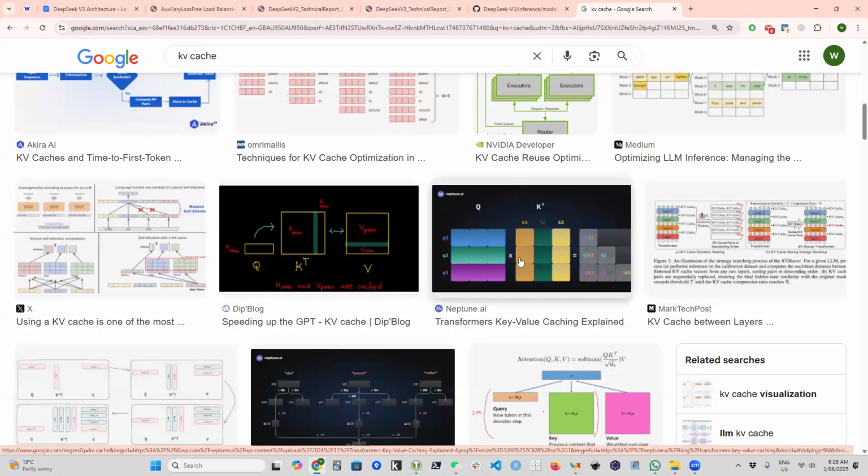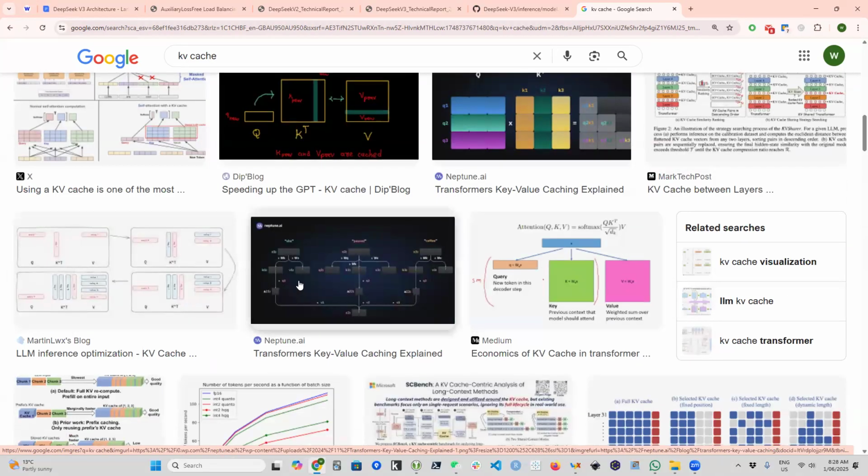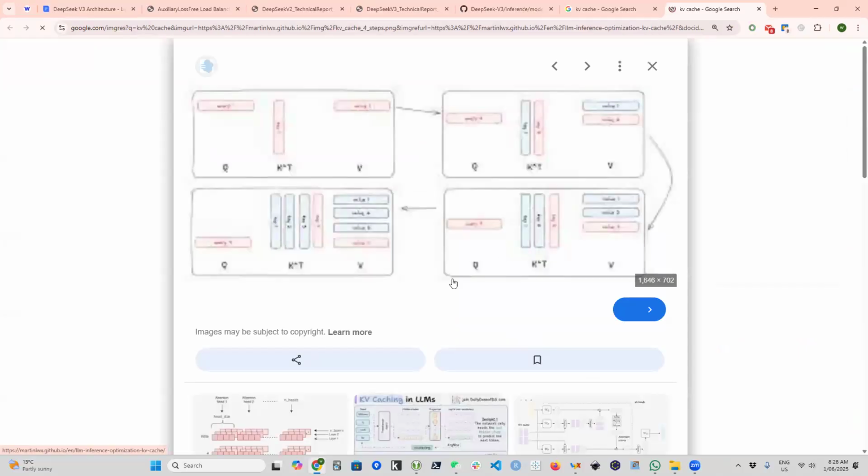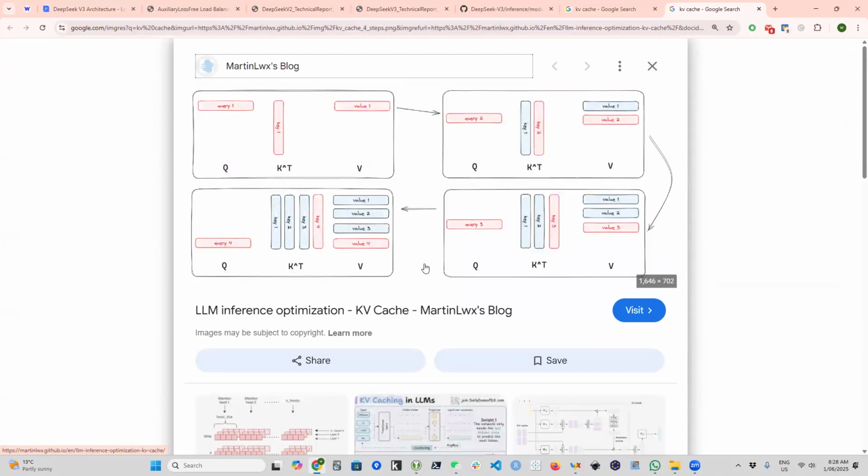KV cache. Let me explain this one. KV cache is for inference. It's used at inference time. It's the method to speed up inference, right? It's only useful in inference, because in training we always process the whole batch.